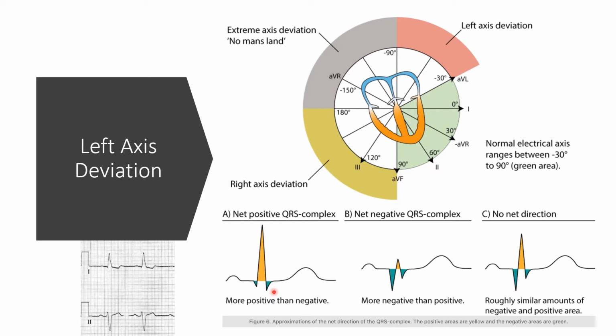For all of them, we need to first figure out if the QRS complex is mostly negative, positive, or isoelectric. As you can see here in this QRS complex, the yellow part is positive, green is negative. There is more yellow than green, therefore this is a mostly positive QRS complex. In this QRS complex, there is more green than yellow, so it's a mostly negative QRS complex. And there are equal amounts of yellow and green in this QRS complex, so it's an isoelectric QRS complex.